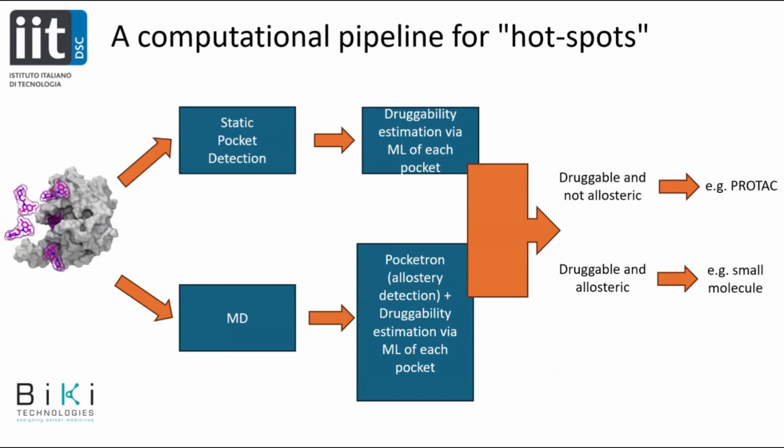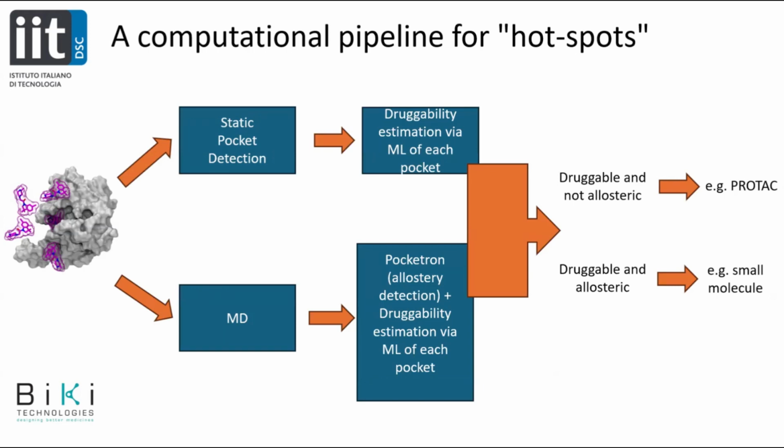If you want to use these two together, you can imagine two main paths. Let's look below. You go for MD, then you do your Pocketron analysis, and then you try to estimate druggability of these pockets through machine learning. This is something we also developed, and what we are doing now is estimating druggability along time. That is, we track the pockets, we know which they are, and we see how the druggability changes along time, which is a dynamical thing.